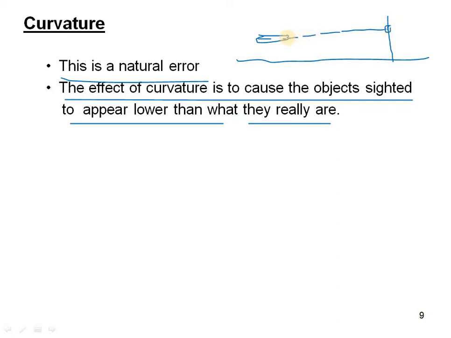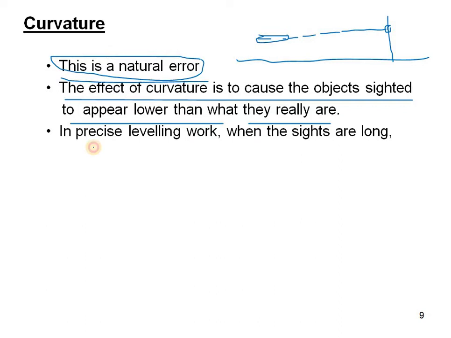When we see from the instrument, they look very small or very low, but when you go to the object it will be very large. That is the difference in the curvature position. That's why we call it a natural error, because the distance makes it like that. In precise leveling work, when the sides are long, that is the example here. If we do the surveying and the sides are long, whatever sighting we are taking to the object in long positions, the objects will look very small, very low, but when you go near the object it looks very large.